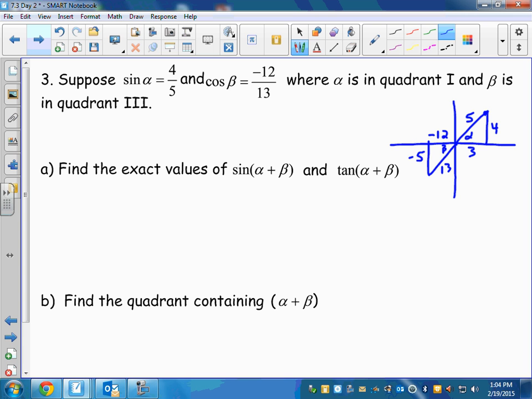Those are like the two triangles I know. 5, 12, 13, 3, 4, 5. I don't know why I know that, but I know it. I've seen it 1,001 times.